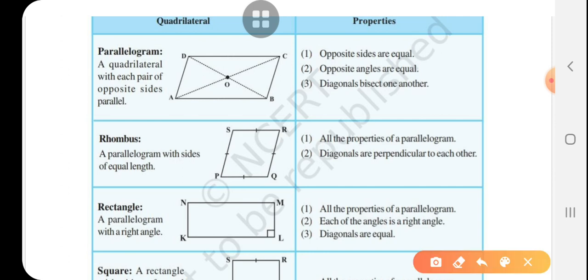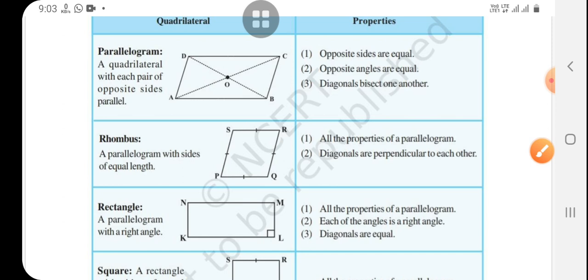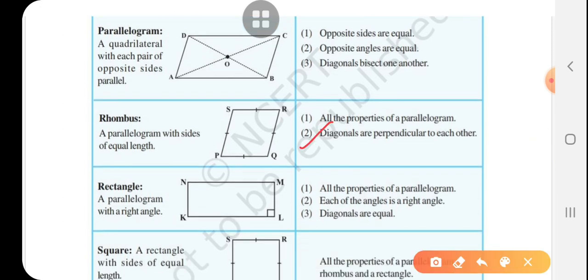Now its properties. All the properties of a parallelogram, that means these three properties will hold, and one more property will hold, that is here: diagonals are perpendicular to each other. Now look here. The diagonals will be SQ and PR, and this angle will be 90 degrees. This is one more property of a rhombus.